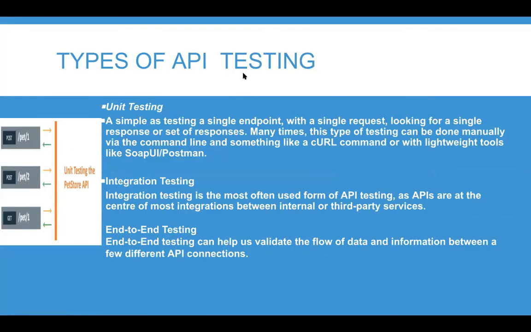So we also talked about types of API testing. We said unit testing is when you are testing a single endpoint. I showed you, and I'll go over it again, you are making a single request and you are looking for a set of responses.